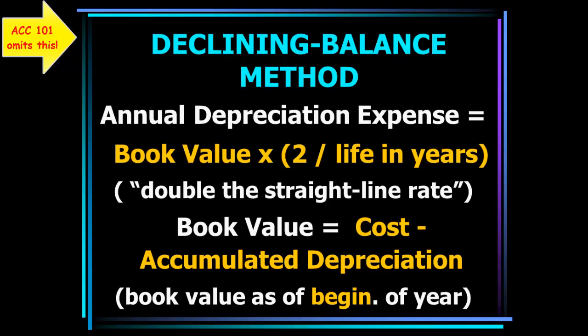You don't take something from straight line and plug it into double declining balance. That will not work. Don't mix them. If you use one, you do not use the other two, okay? I get students who start just meshing them together.